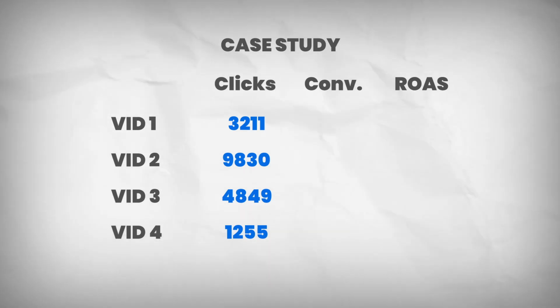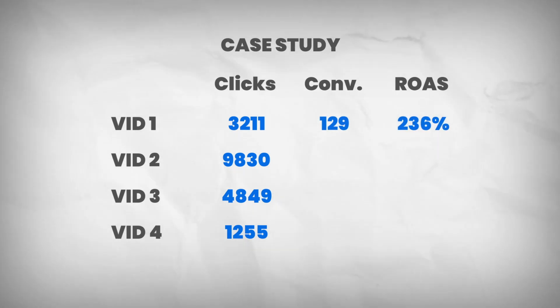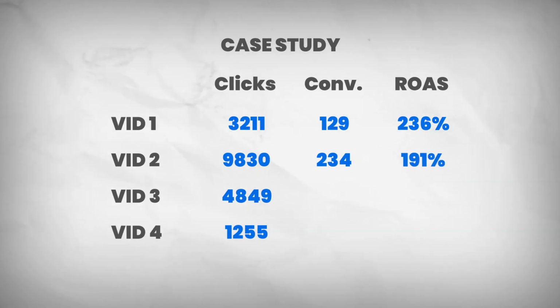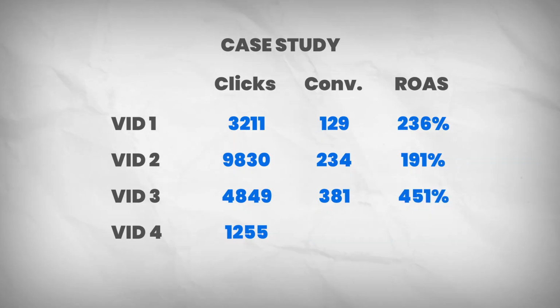Now, as far as the conversions and ROAS go, the first ad that I mentioned had 129 transactions and a 236% ROAS, which I know sounds low, but for a product in the beauty space, gross margins are like 80%, roughly speaking, so this is actually okay. That said, the dysmorphia ad had 234 conversions and 191% ROAS during that 6-month time frame, so the ROI was less with that. Ultimately, with the third video, we had 381 transactions and 451% ROAS.